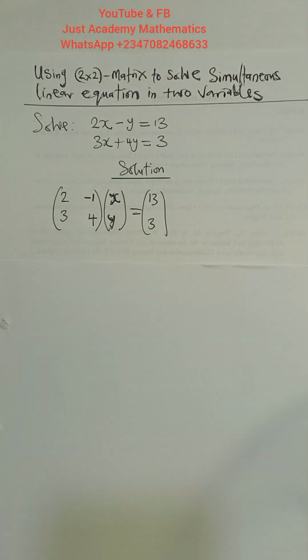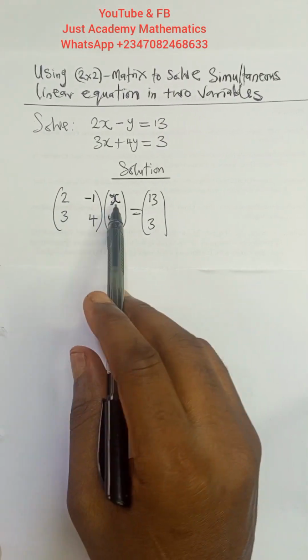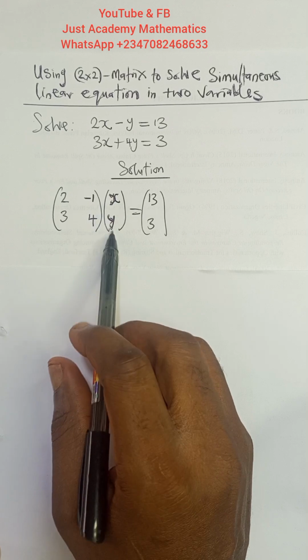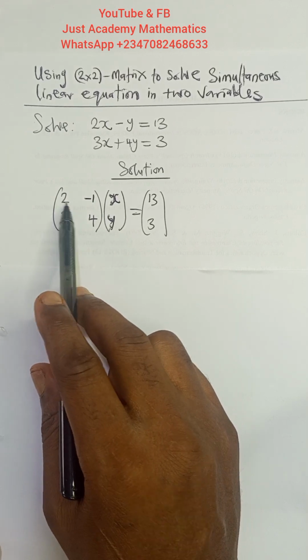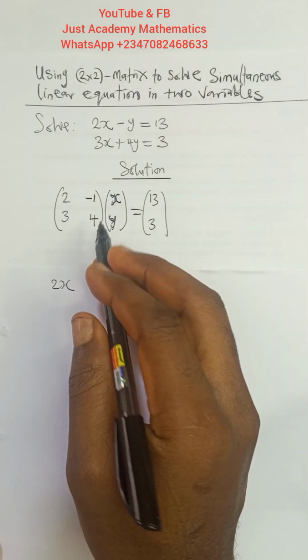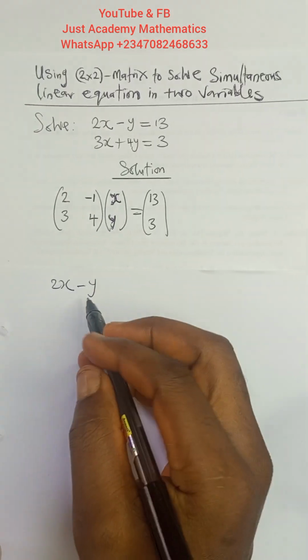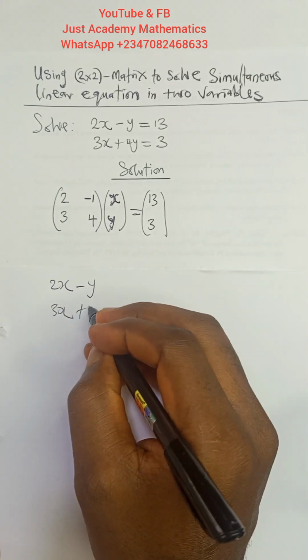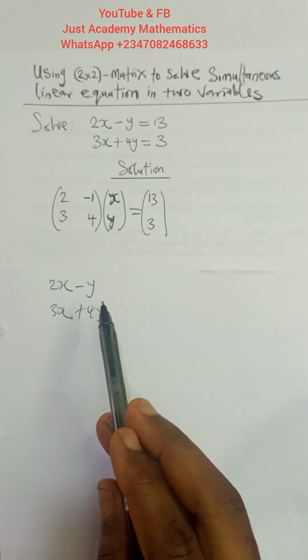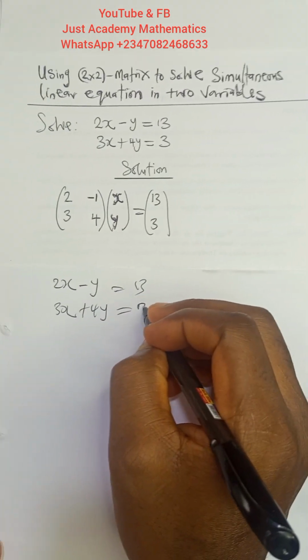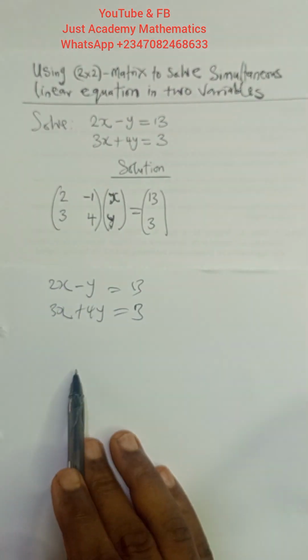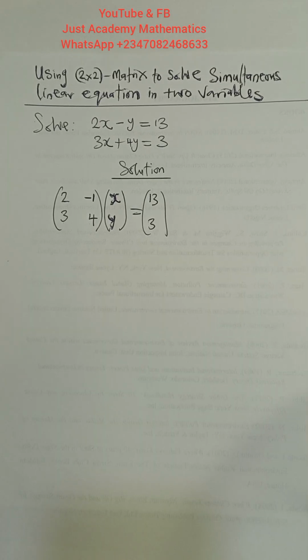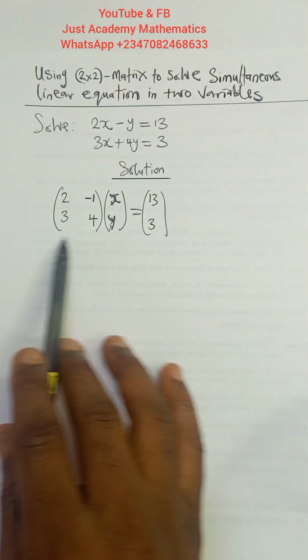Remember, let me just show you on another page. Remember that if I ask you to multiply these two matrices now, what will happen? Row times column, row times column. That means 2 times x, you have 2x. And -1 times y, you have -y. Again, 3 times x, you have 3x. And 4 times y, you have +4y. Can you see you have gotten back this? Then equals 13 and 3. So this and this are still the same. Do you get what I'm saying? So that you will not think that there is something new that I've introduced. I only presented this equation in matrix form.